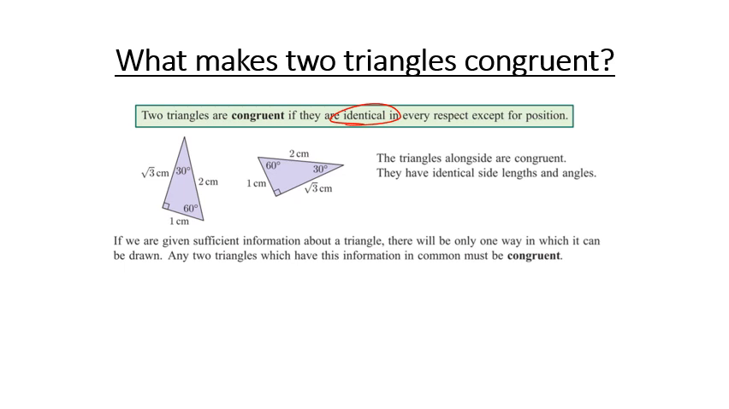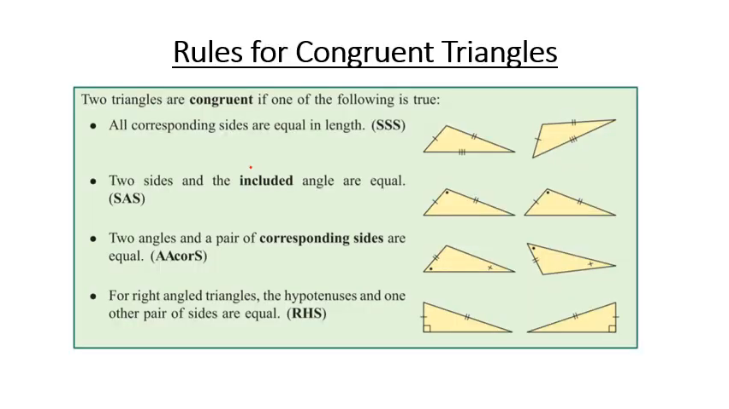If we are given enough information about a triangle, there is only one way in which it can be drawn. And because of this, these particular triangles must be congruent. So on this slide are some rules for congruent triangles. There are 4 of them.